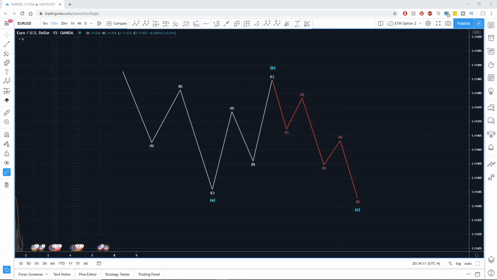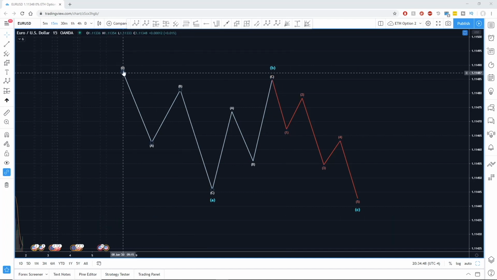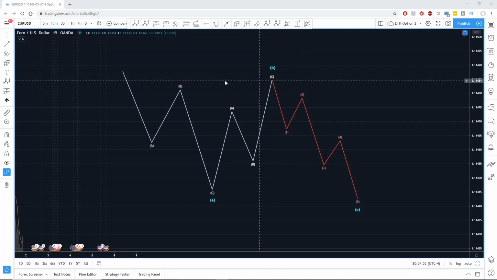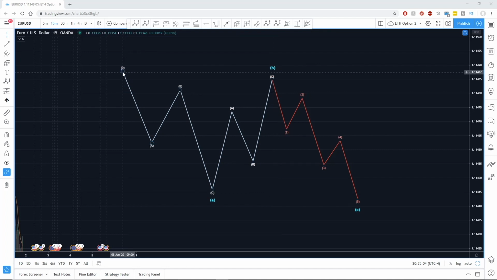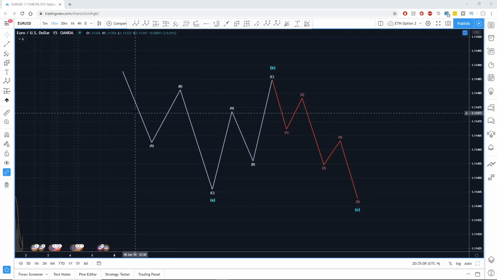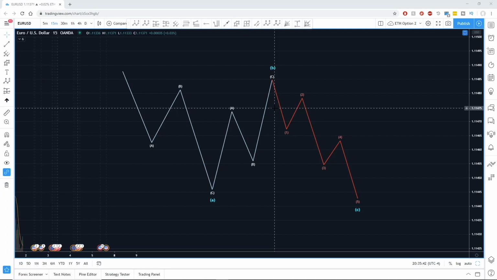Before we dive into those different variations, I'll give you some rules and guidelines that apply to all the different types of flats. The first rule of a flat is that the B wave needs to terminate near the start of the A wave. So our A wave starts up here, and our B wave ends all the way up here as well. These 2 points are very close to each other. The reasoning behind this is because our A wave is a 3-wave structure. So if we have 2 3-wave structures back to back, it only makes sense that the second one would retrace almost the full distance of the first one.